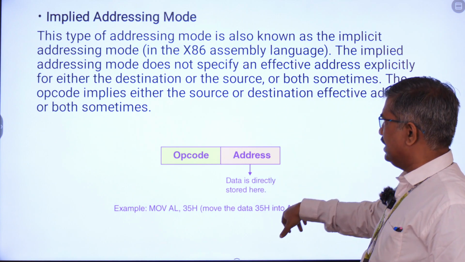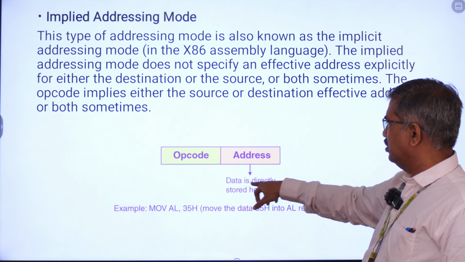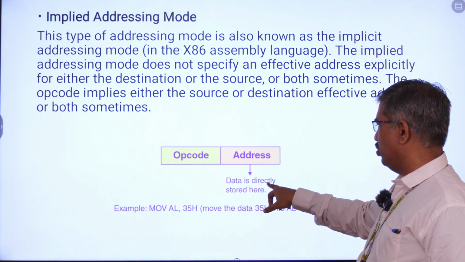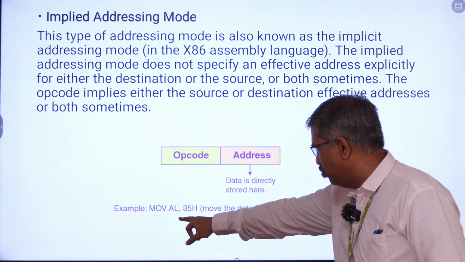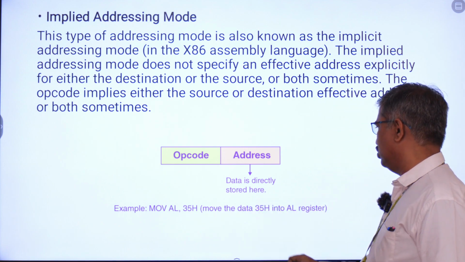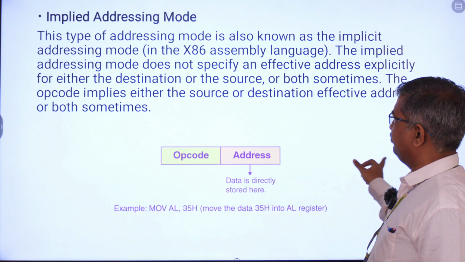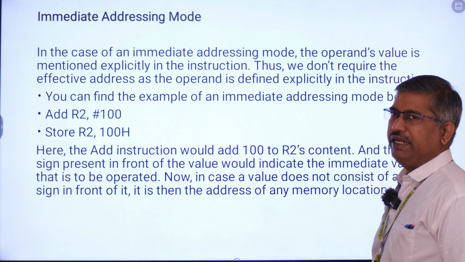Here is one example of implied addressing mode, with the opcode and the address. The address is directly stored here. This is the example: MOV AL, 35. It moves the particular data into the register. Next is the immediate addressing mode.